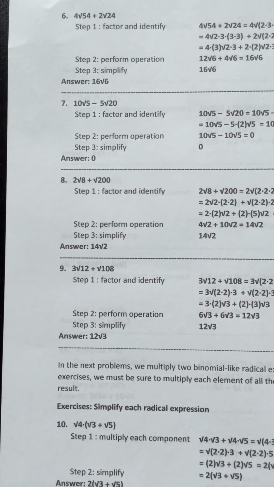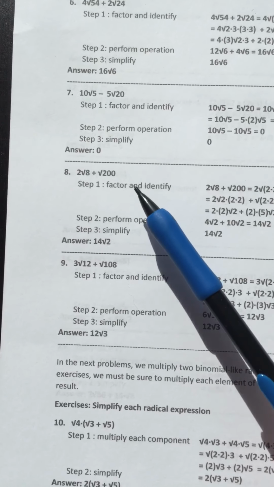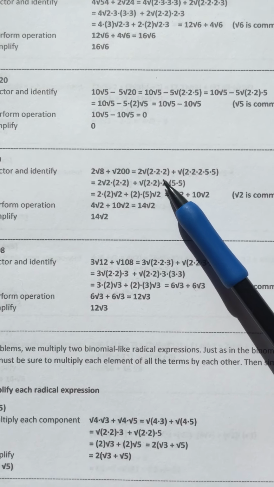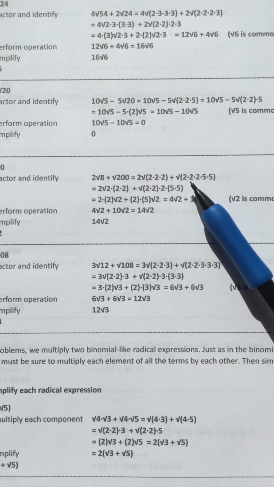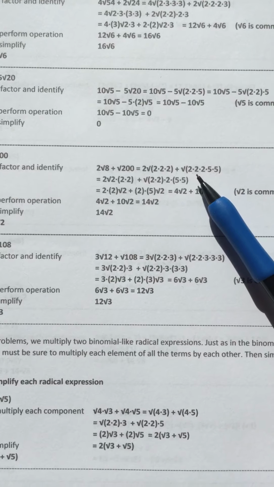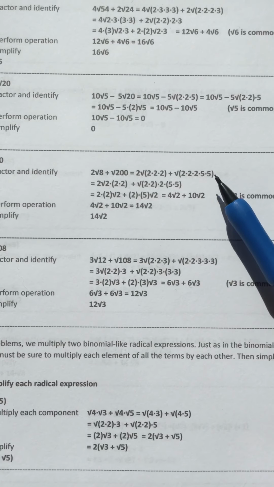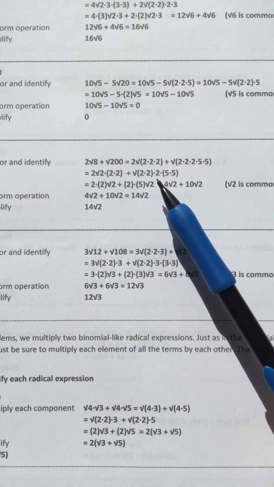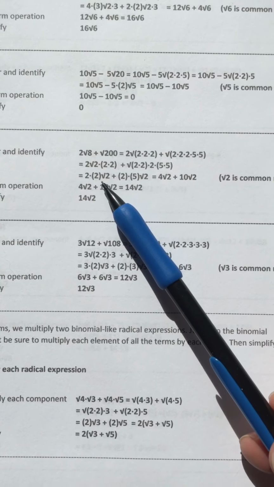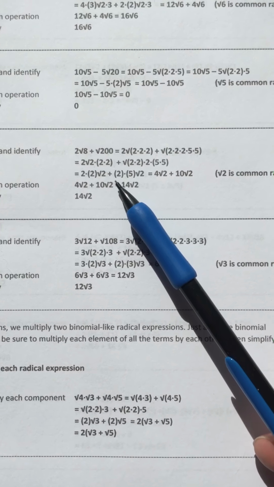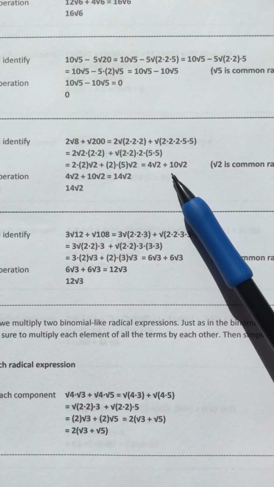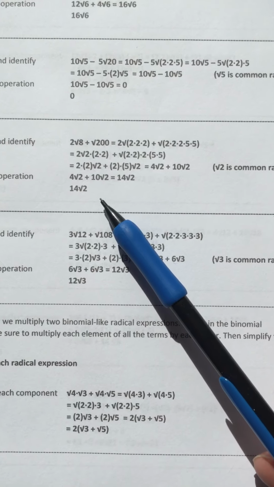Going to number 8, 2 square root of 8 plus the square root of 200. Again, factoring out those terms, 8 is 2 times 2 times 2. 200 is 2 times 2 times 2 times 5 times 5. I've paired off the things in parentheses again, and I can pull those out of the radical expression. 2 times 2 square root of 2 plus 2 times 5 square root of 2. So I got a 4 plus a 10 gives me 14 square root of 2.